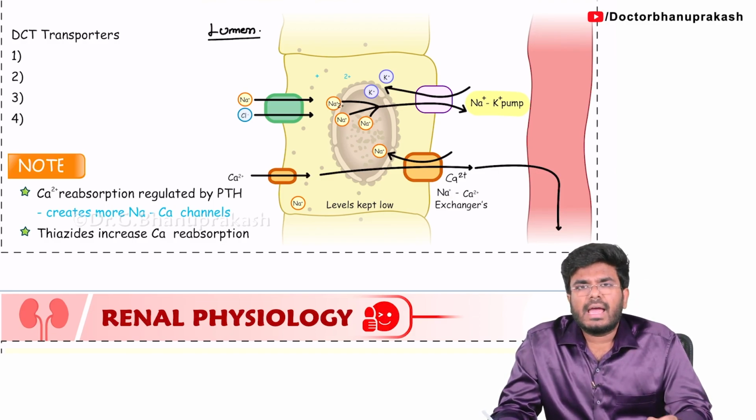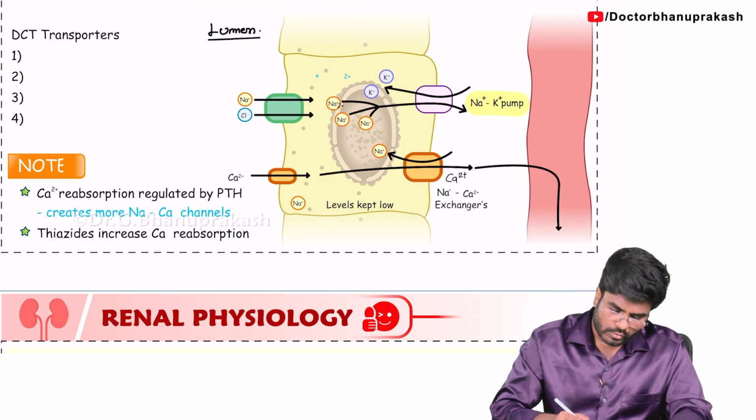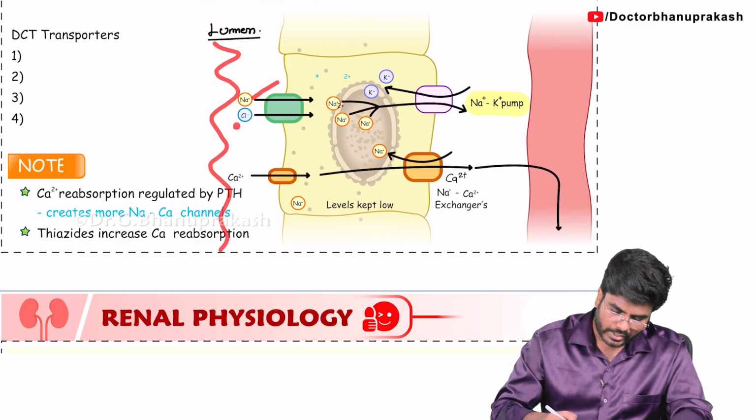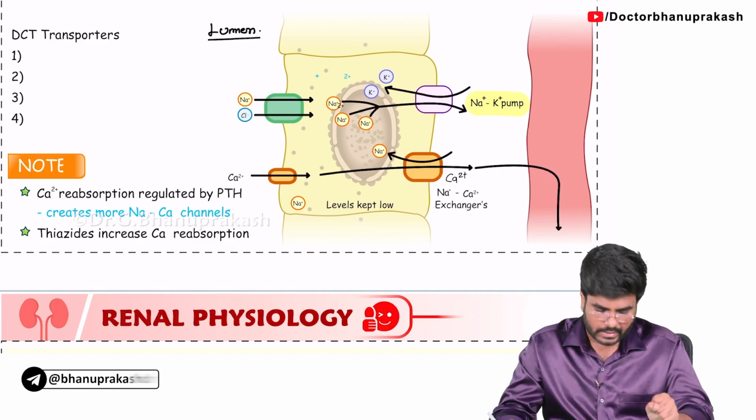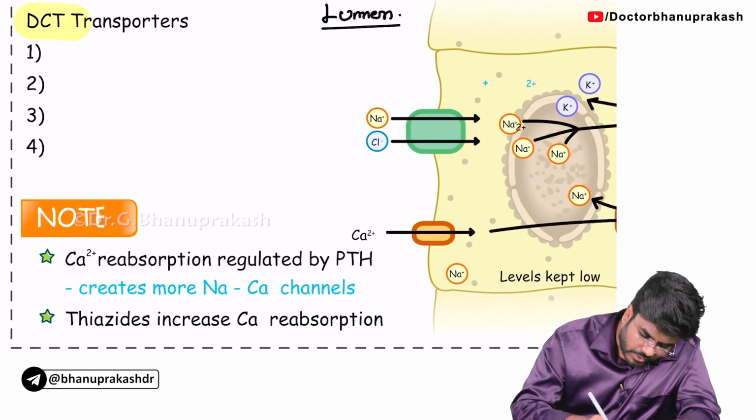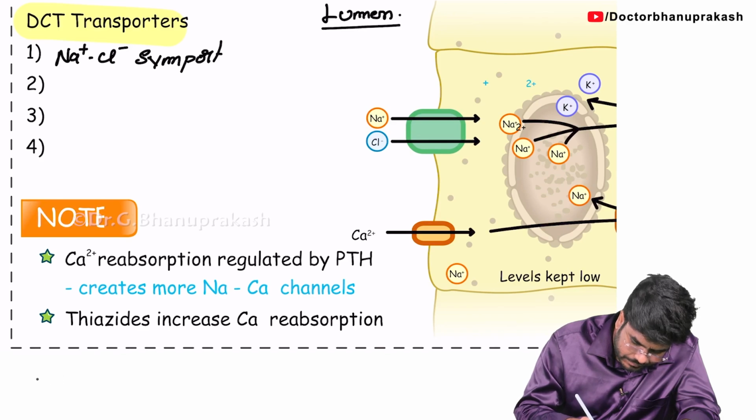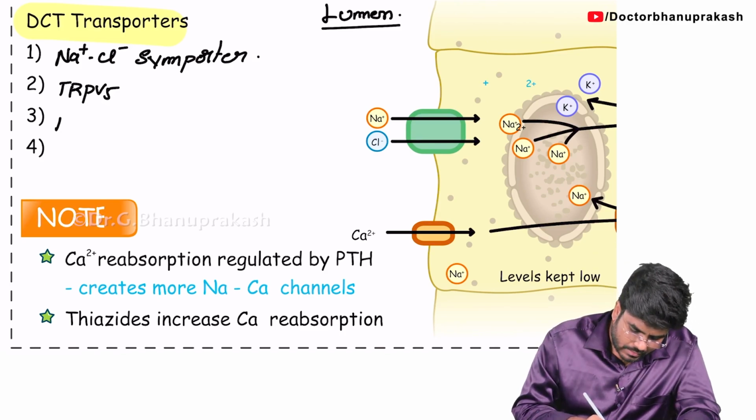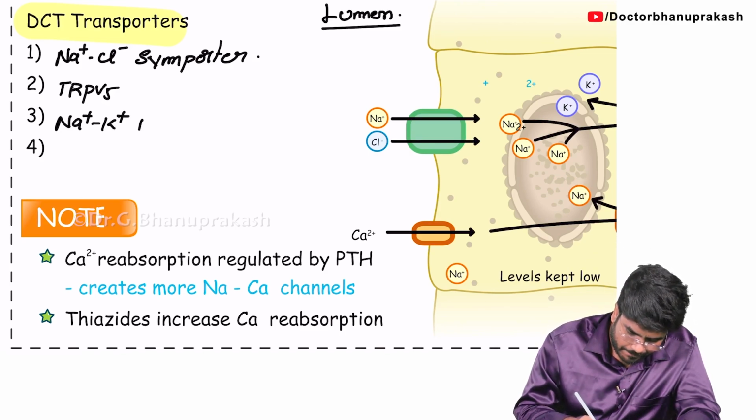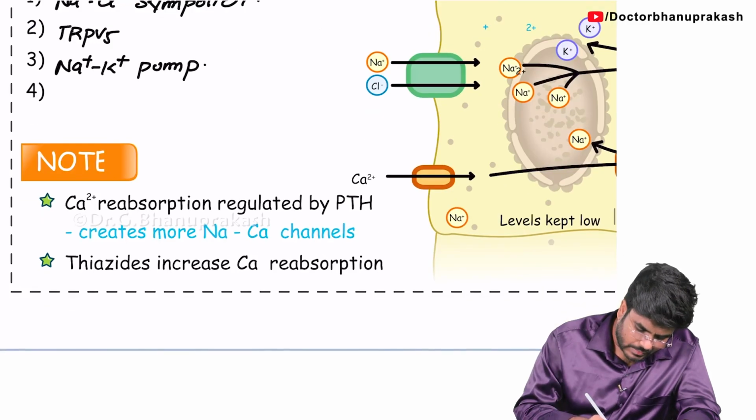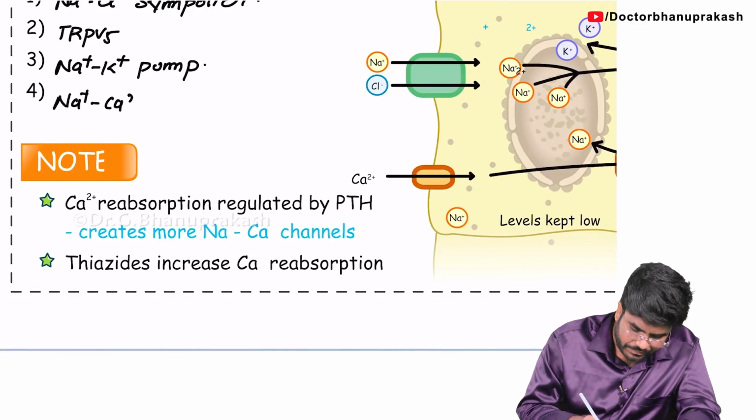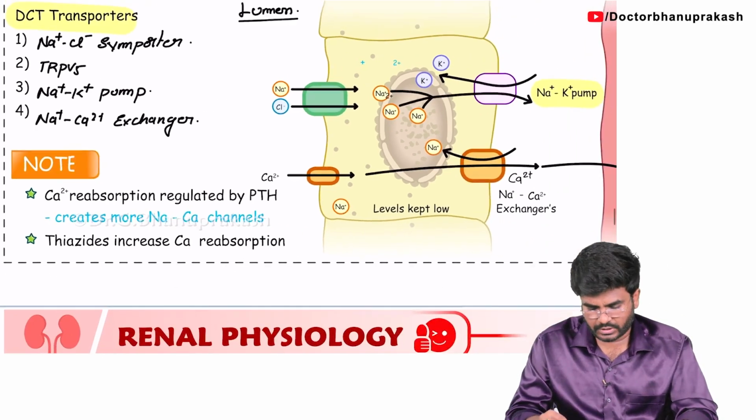So here, have I discussed anywhere that water is getting reabsorbed? No. So from the urine, what is getting reabsorbed? Sodium, chloride, calcium. These are the 3 things getting reabsorbed. Now write, in the DCT how many types of transporters are there? 4. What are they quickly? One is the sodium chloride importer. Next, the TRPV5 calcium channel, the sodium potassium pump, and the sodium calcium exchanger. These are the 4 transporters present.